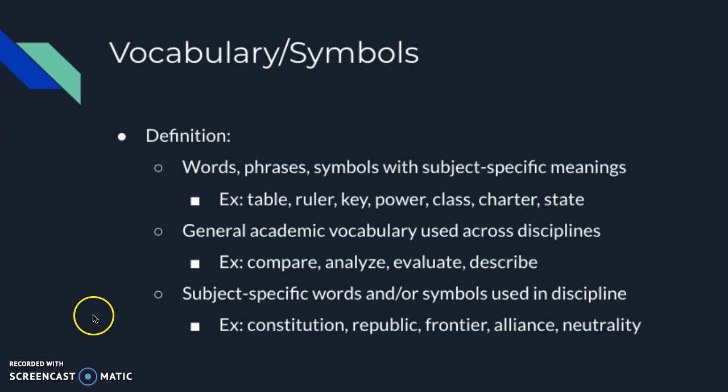And then there's also subject-specific words and or symbols that are used in the disciplines. So for example, in history or social science, these have to do with, for example, constitution, republic, frontier, alliance, and neutrality, just to name a few.